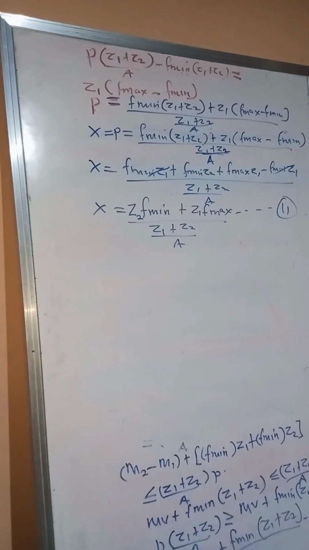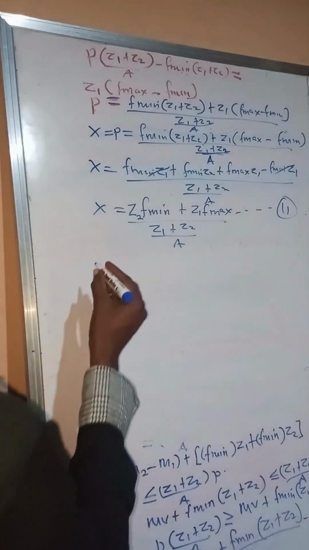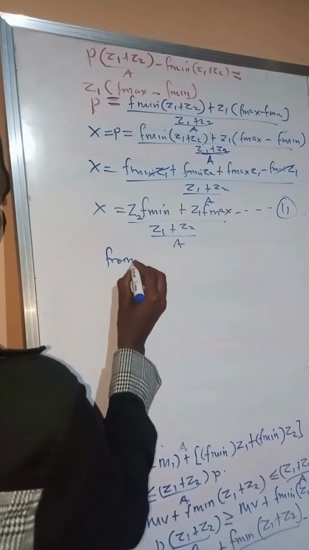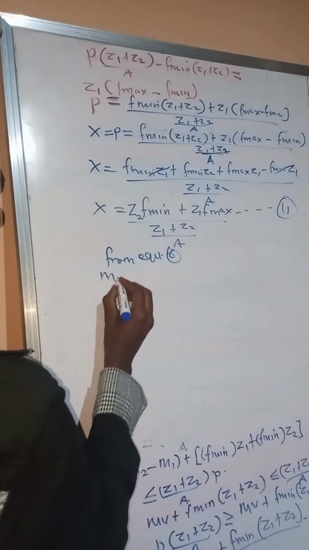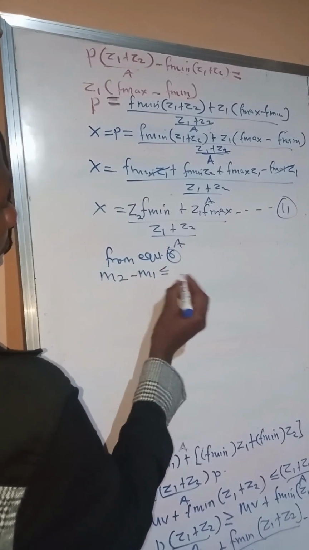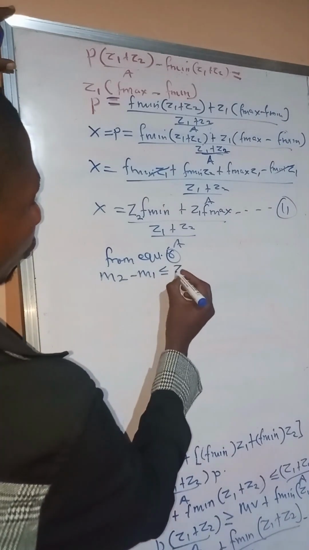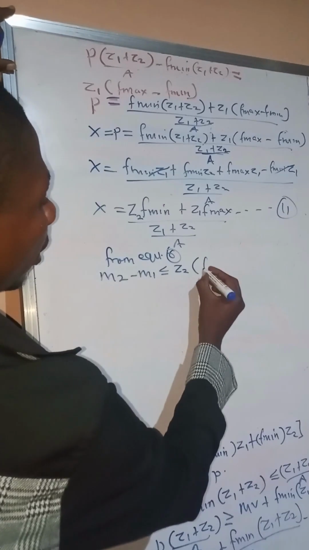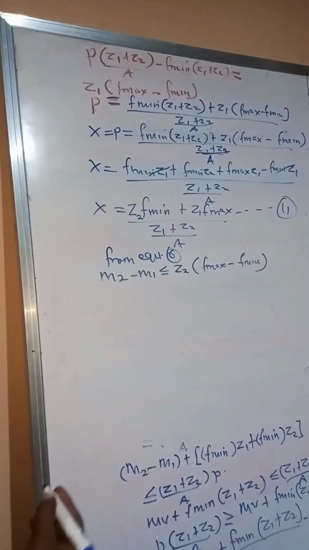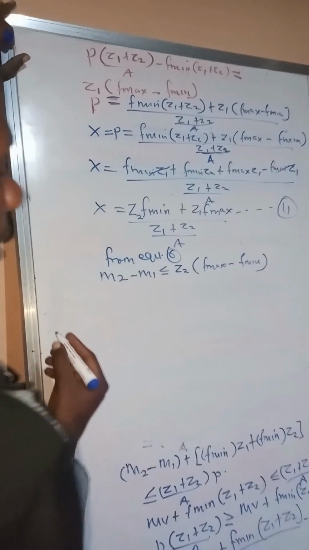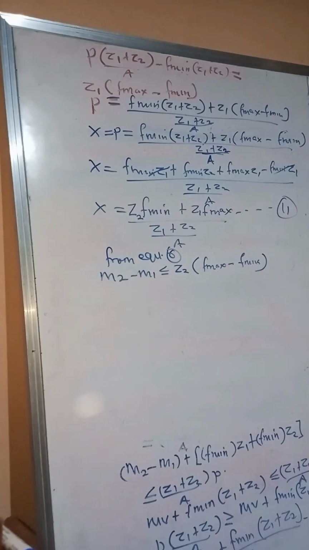Now, of course, the value for Y, like we said earlier on, we are dealing with the intersection of Y, which is at the point between equation 8 and equation 6. We already know that from equation 6, we have M2 minus M1 is less than Z2 bracket F maximum minus F minimum. Okay, that is what we have for equation 6. And from equation 8, we have equation 8 as this.